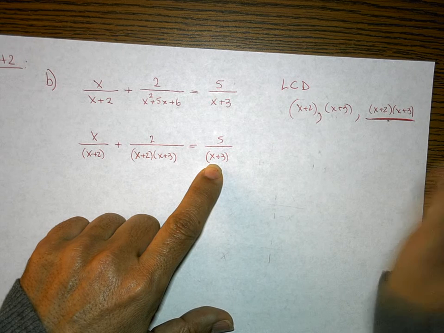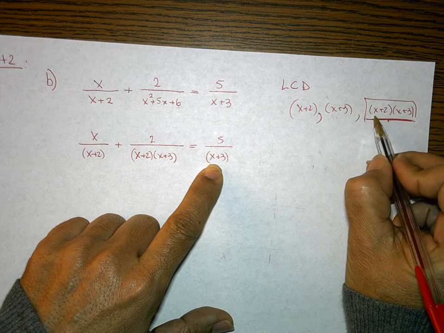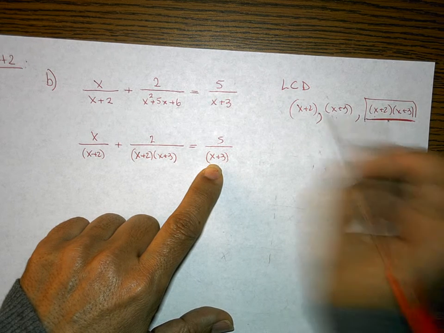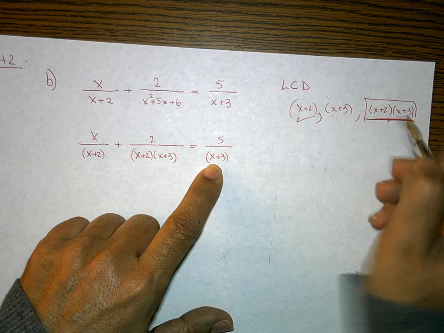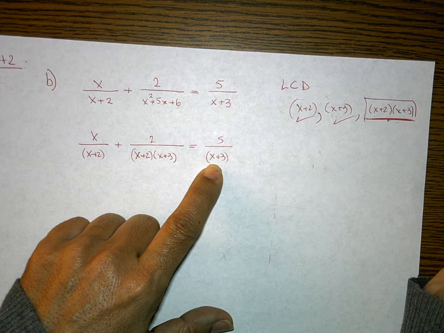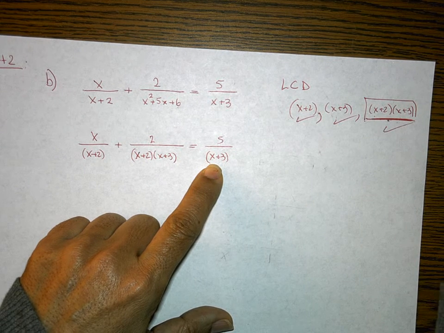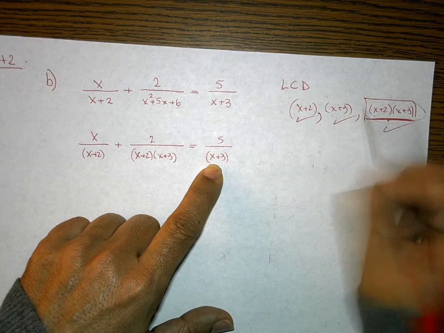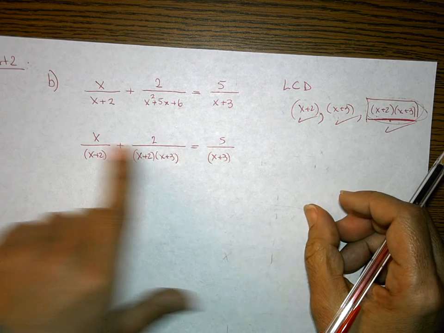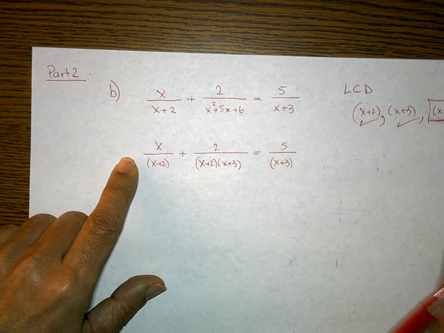I know that this (x + 2)(x + 3) is divisible by the quantity x + 2, and is divisible by the quantity x + 3, and is divisible by itself. So I know that this is the least common multiple. I am going to multiply every single one of these fractions by the least common denominator, okay?